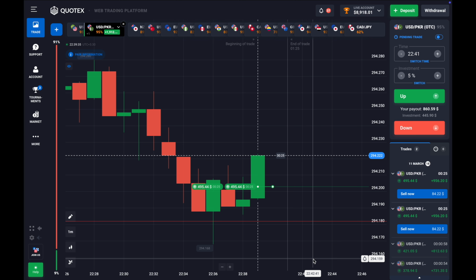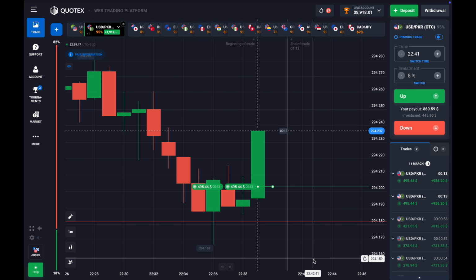Same chart, I have taken two trades back to back. You see, the chart is stuck. I think there is some sort of problem with my Quotex today, but it's okay. This is a big victory and a perfect shot, guys.